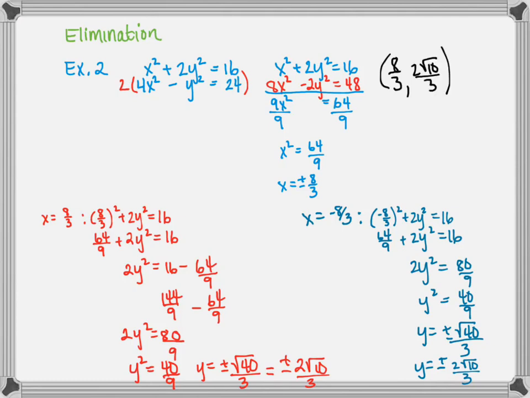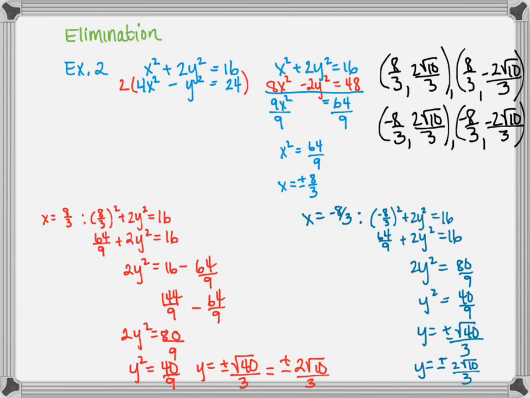So we have the following four solutions: 8/3, 2 radical 10 over 3; 8/3, negative 2 radical 10 over 3; negative 8/3, 2 radical 10 over 3; and negative 8/3, negative 2 radical 10 over 3. These are our four solutions.